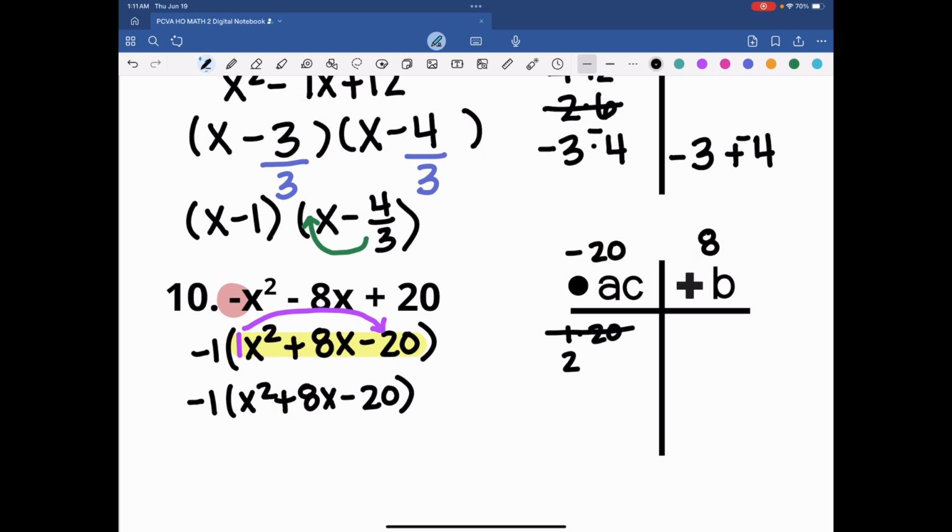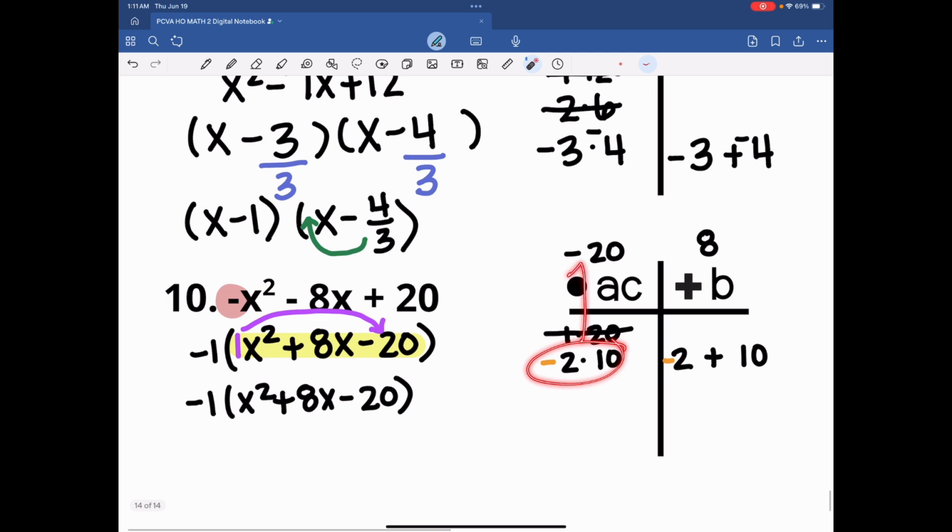So then we got 2 times 10. So I'm pretty sure I can make 2 and 10 work as long as we can get the negatives right. So remember, I can put a negative on the 2, I can put a negative on the 10, or I can put a negative on both. So we want a positive 8. So in order to get a positive 8, we're going to put the negative on the 2. So we have -2 plus 10, that does give me 8. And then we have -2 times 10, which does give me -20. So that's going to work out for us.